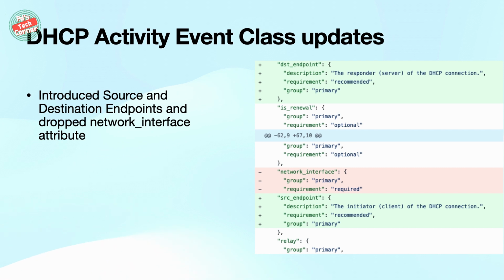Then there is the DHCP activity event class, which has been updated. In this, the network interface has been removed and replaced with destination and source endpoints. The idea here is to capture information on the requester and responder separately, like who requested the DHCP lease and who responded and things like that, and information like which interface it came from, etc. Based on the discussion around this, I believe we may expect some more changes in future.